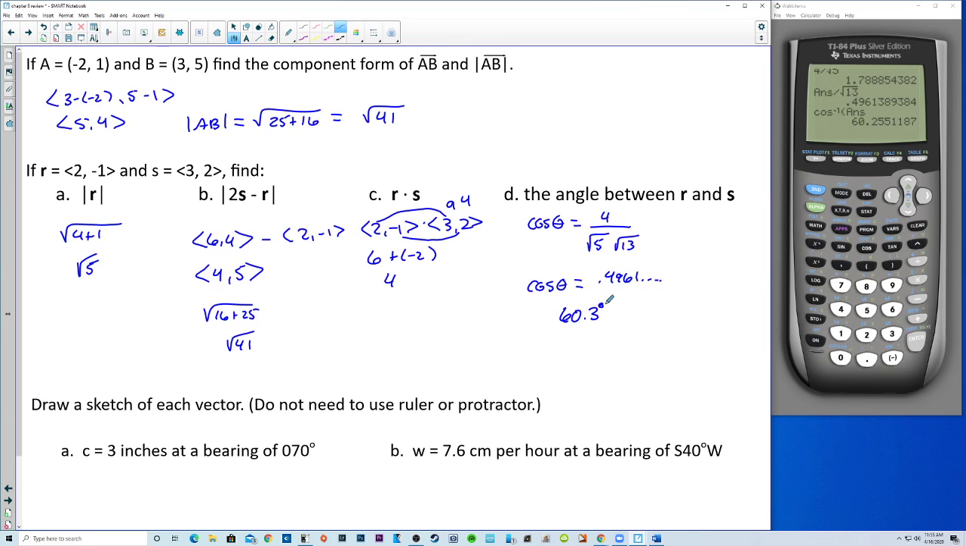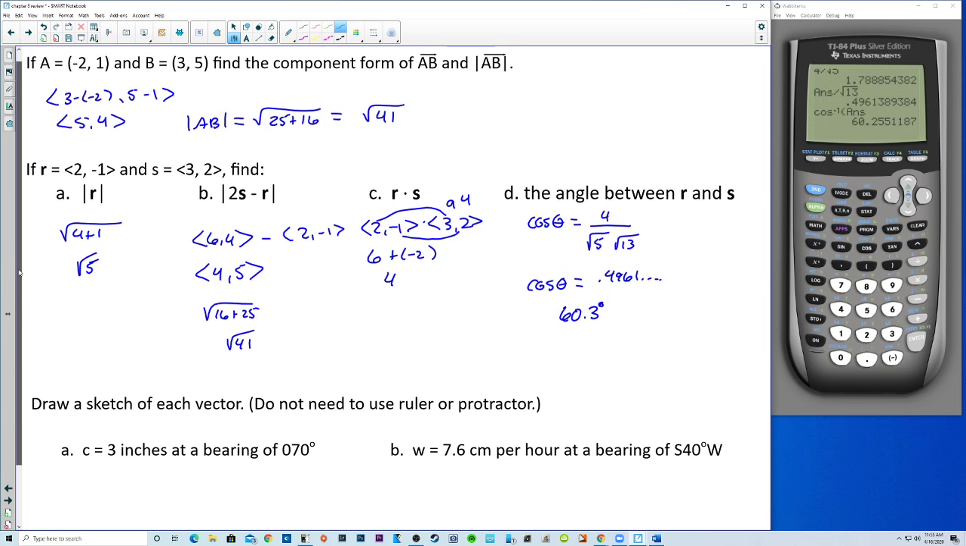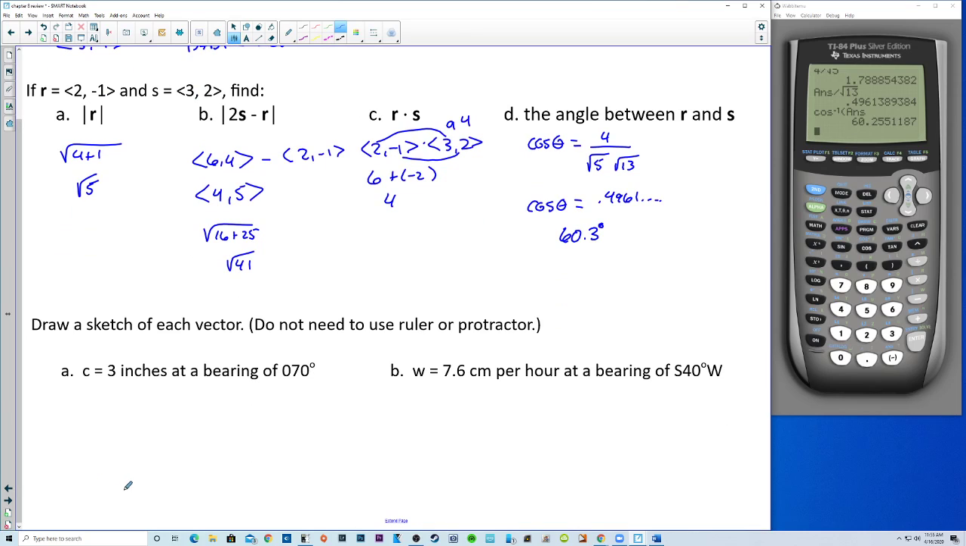60.3 degrees rounded. Draw a sketch of each vector. Do not need to use ruler or protractor. And this is more to see if you know what 70 degrees is, approximately. So 70 degrees would be right there. Now, the way I'm going to know that you did this correctly, if this is on paper, is you would label this 70 degrees right there.